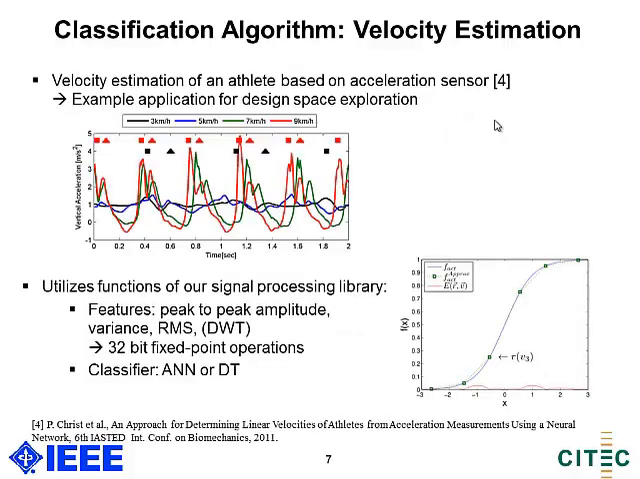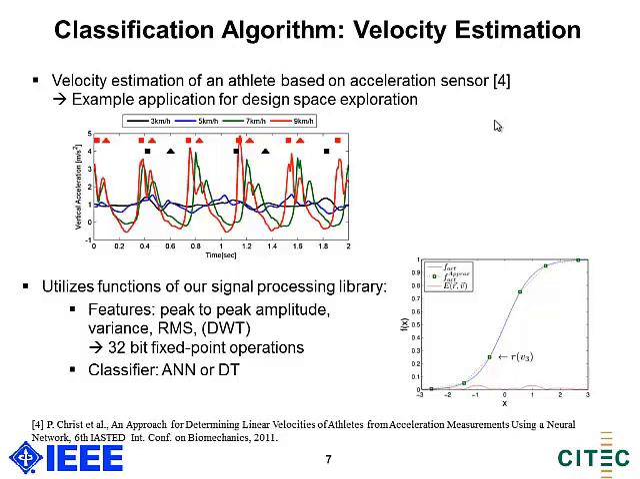Then as a classification algorithm, we have chosen a velocity estimation. It estimates the velocity using the acceleration sensor on the body sensor module. And in the figure, you can see stride patterns of a person walking and running on a treadmill and see the variations which occur due to the different velocities.